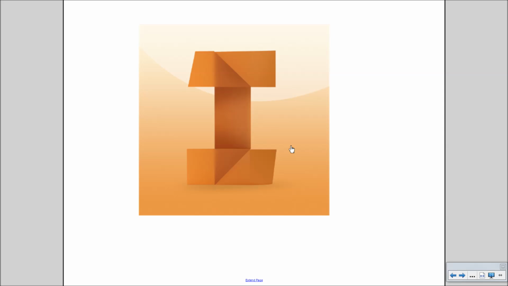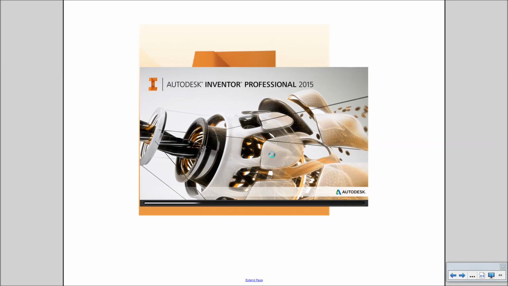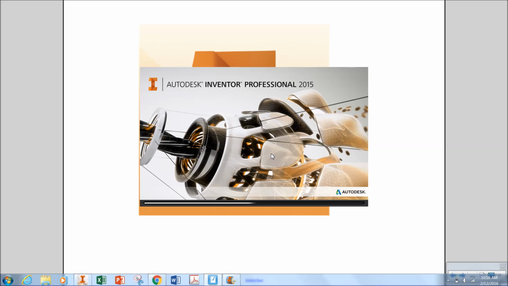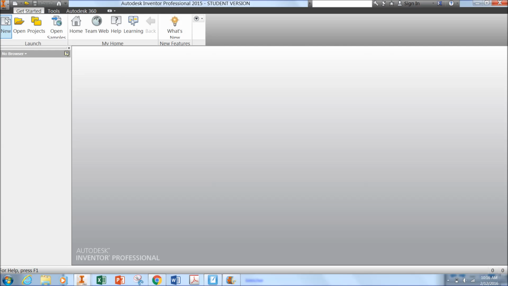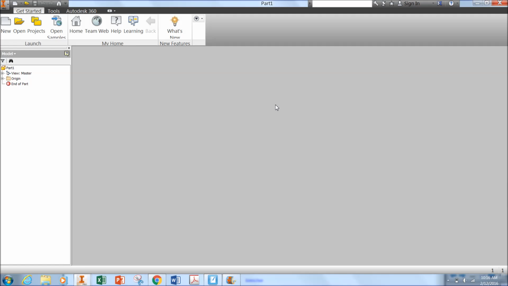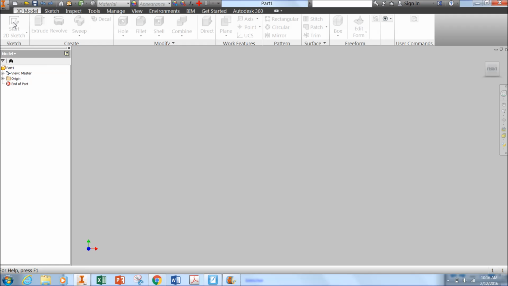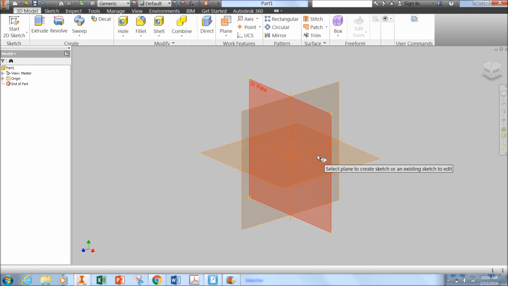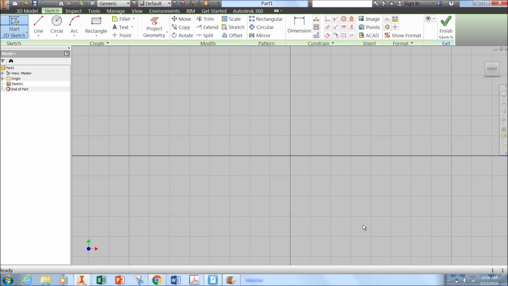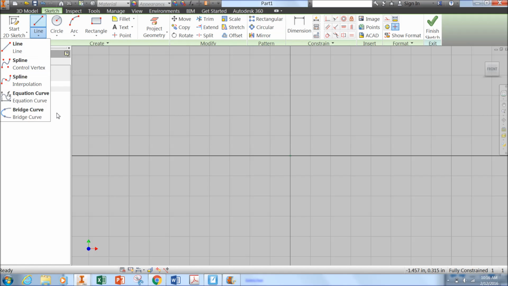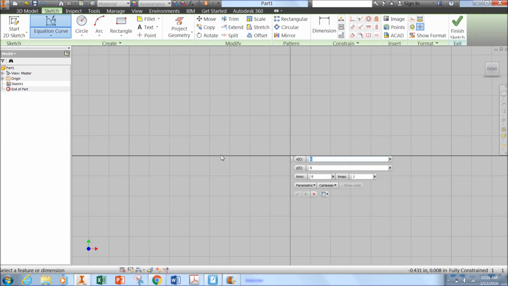To do this, we need to open a new Inventor file. We'll create a new part file, and then we'll create a new 2D sketch. This time we'll begin in the XY plane again. We're going to create parametric equations. So we'll go get our equation curve, and we're going to define x as t and y as t squared.